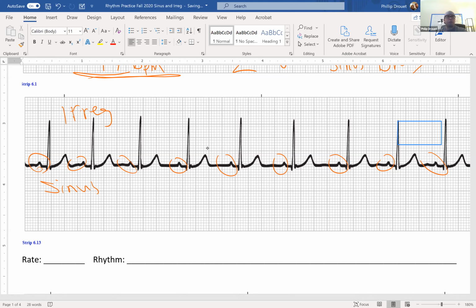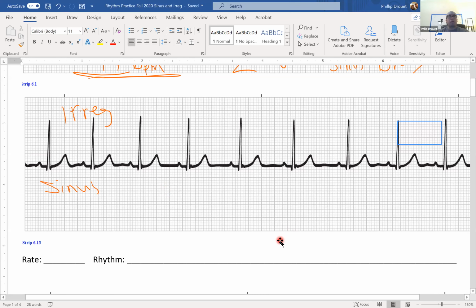Step number 3 would be to check your intervals. Your PR interval looks to be within range all the way across. If we were to measure them out, we can see we have 1, 2, 3, 4 boxes there. 1, 2, 3, 4 boxes. 4 boxes from the beginning of the P to the beginning of the QRS complex. And that's consistent all the way across, which is a good thing. And then your QRS complexes all look the same. They all have the same width, which is about 1.5 to 2 boxes. And that's less than 3 boxes, so it falls within normal range.